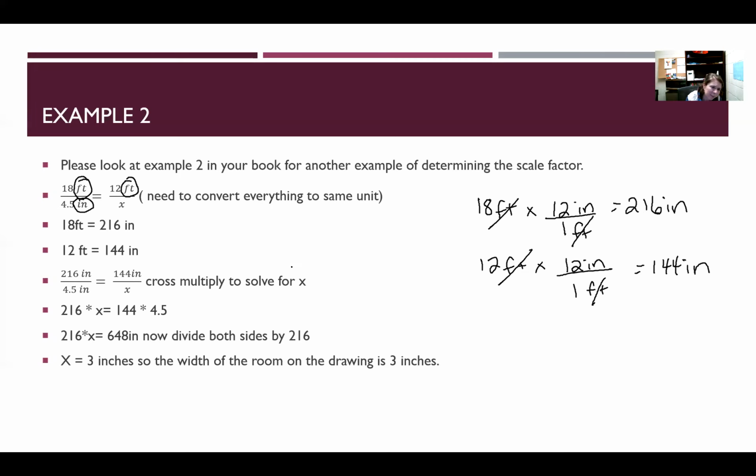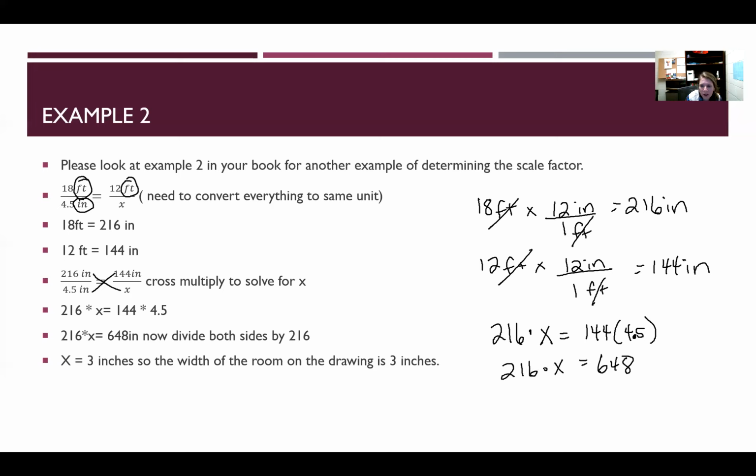Now, how to solve a proportion? We do it similar to what you can cross multiply here. All right, so you end up with 216 times x equals 144 times 4.5. I'm hoping this is a review to you guys for solving proportions. Cross multiply here. And we put this in the calculator, 144 times 4.5. It's going to give you 648. All this is in inches.